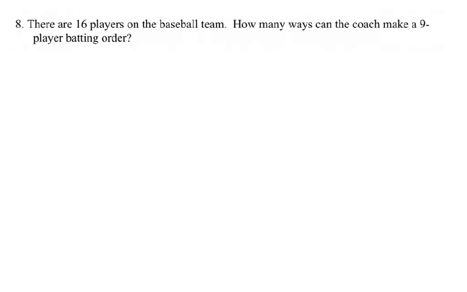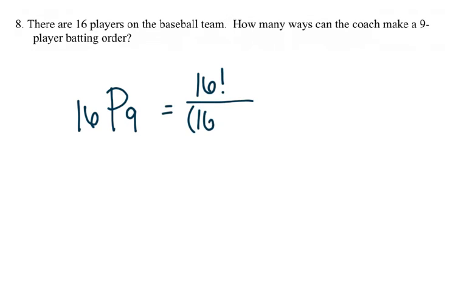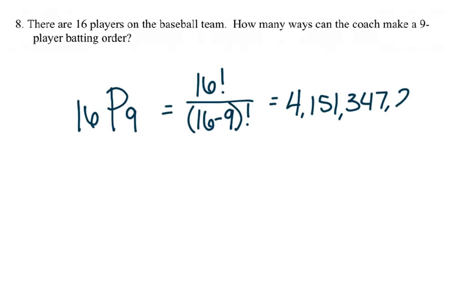Alright, number 8. There are 16 players. Permutation. We're going to see how many ways you can choose 9. So we're just going to use the formula: 16 factorial divided by (16 minus 9) factorial. So this one's a big number. There are this many ways to choose.